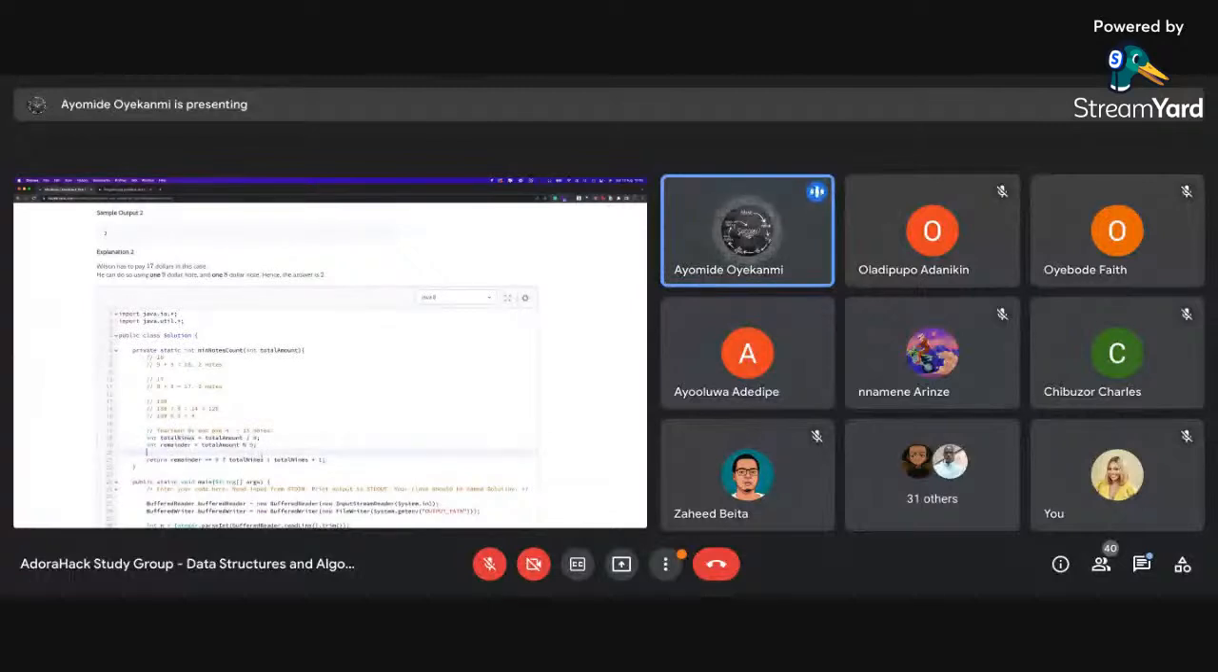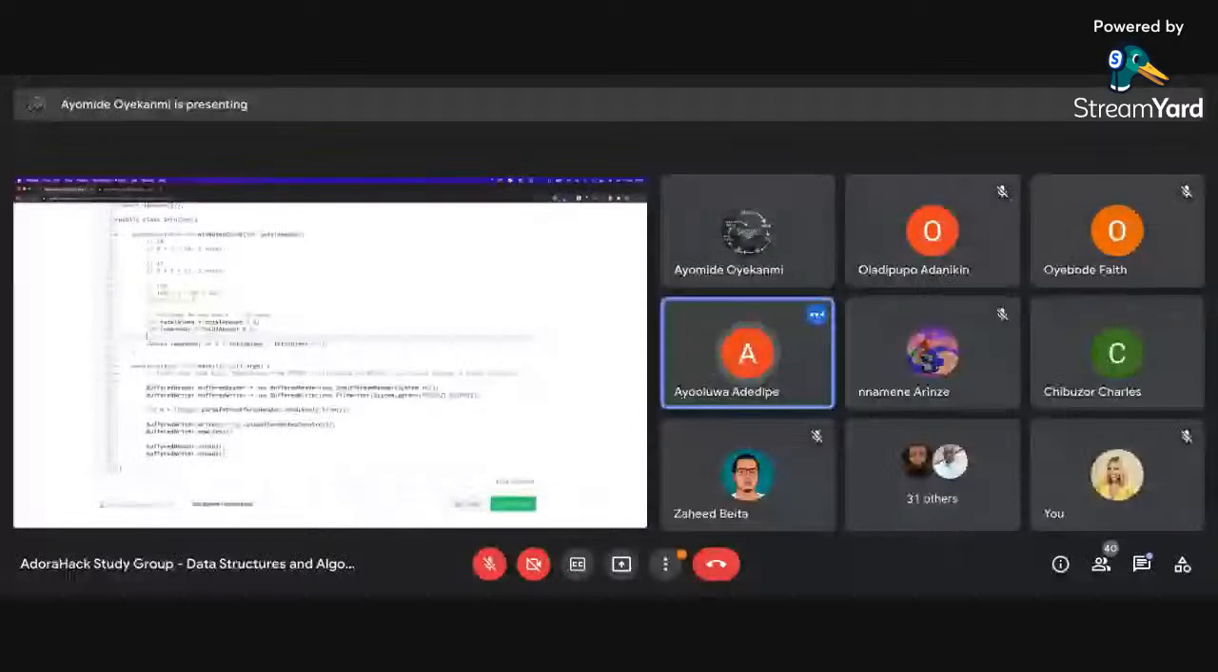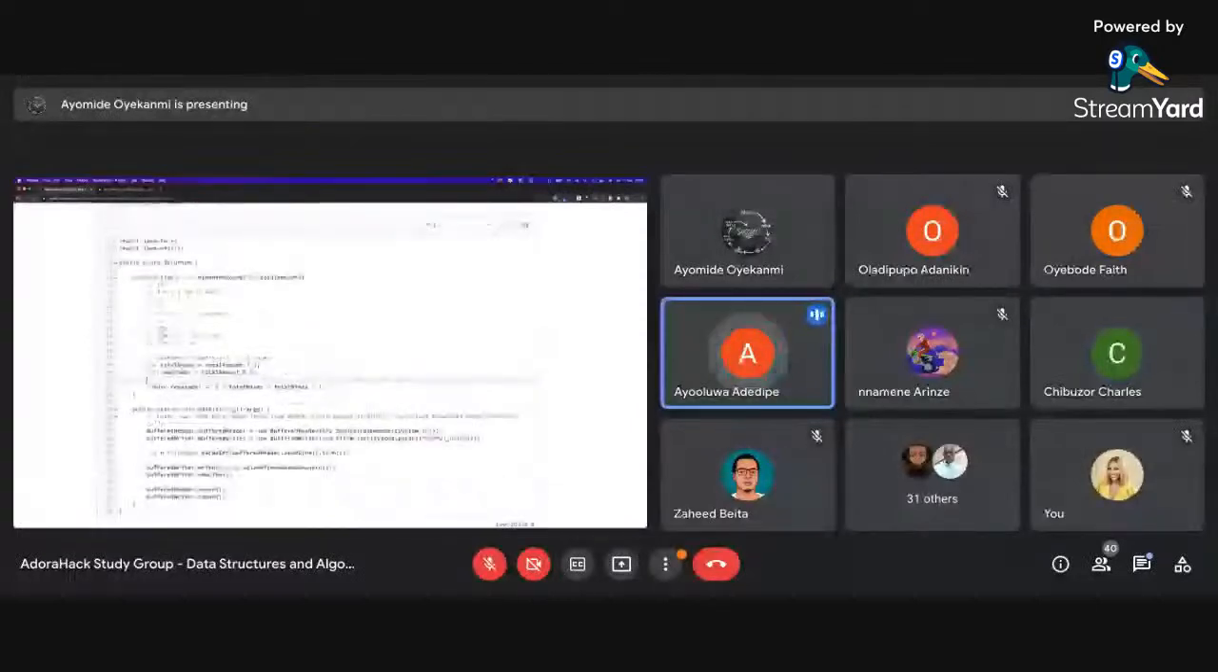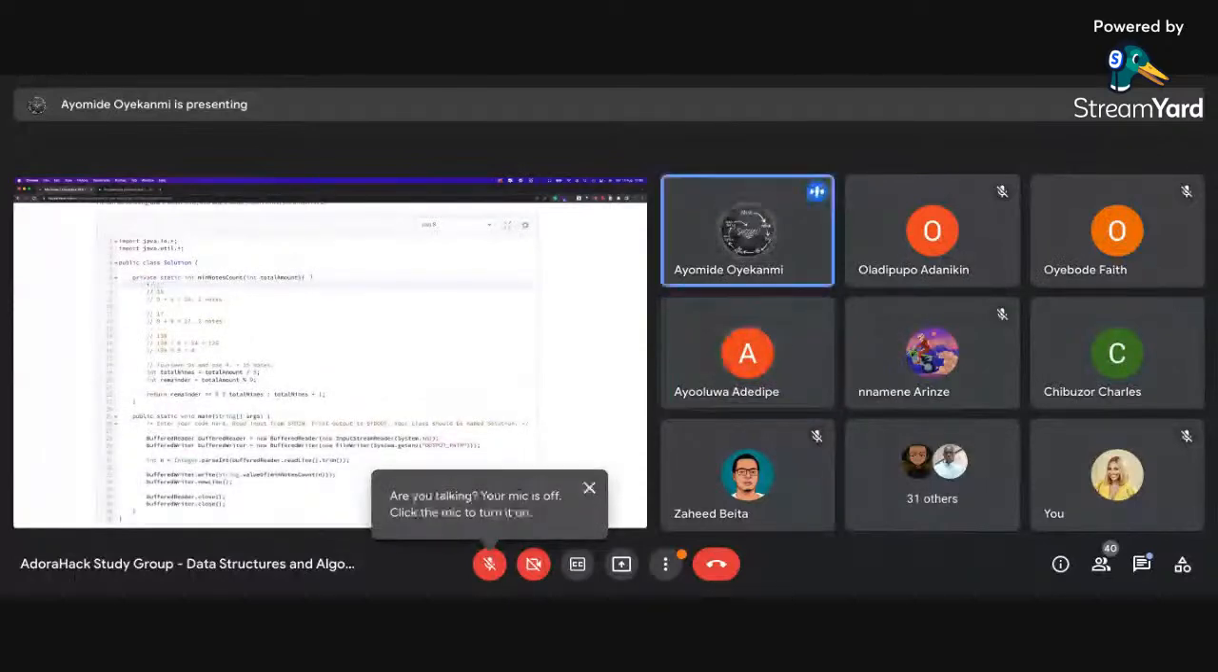I think an edge case might be when the amount to be paid is less than 9. So that would just be one note. We just return 1. That's good. Thank you. That's a perfect edge case.